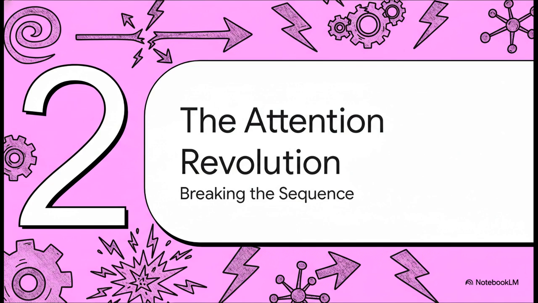Okay, so LSTMs fixed the memory problem, but that whole one word at a time thing, it was still a massive bottleneck. The entire field was kind of stuck in first gear. They needed something revolutionary, something that could just break the whole sequence wide open. And that's exactly what happened next.